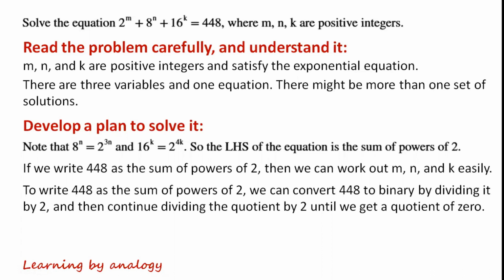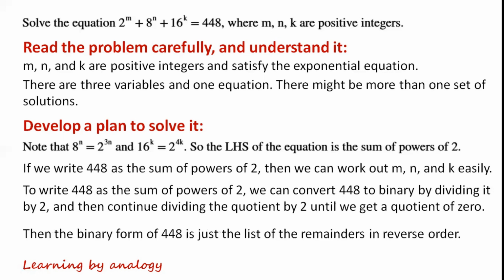We can convert 448 to binary by dividing it by 2 and then continue dividing the quotient by 2 until we get a quotient of 0. Then the binary form of 448 is just the list of the remainders in reverse order.